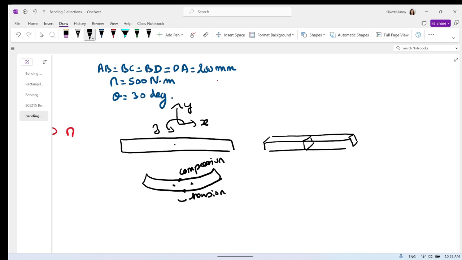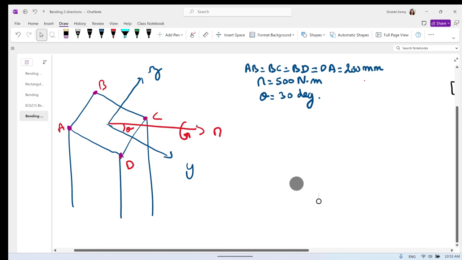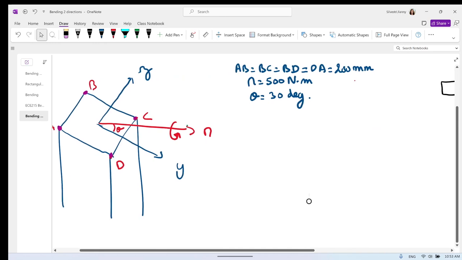And instead of having just a moment on Z, we have also a moment on Y, okay, in that direction. So we have a global moment in that direction, and we create tension and compression on the bottom and the top. So we will study that. Let me get that away. That's our little parentheses, and let's work on this example.